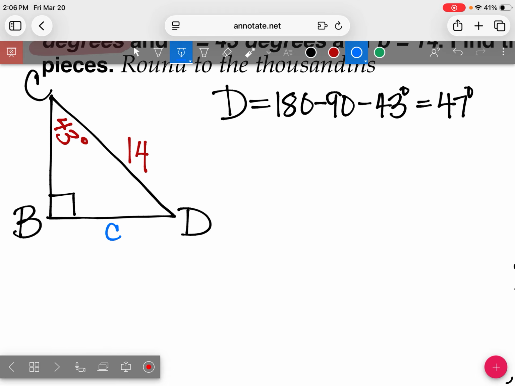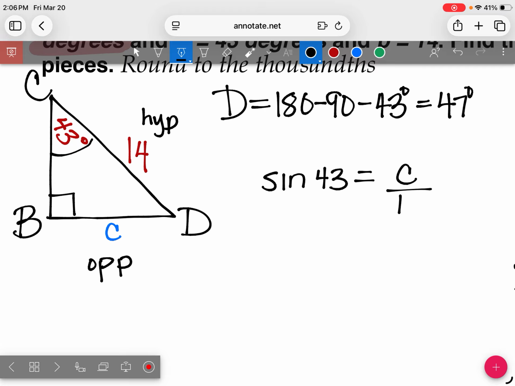Little c is in between angles B and D. So let's label our triangle. 14 is our what? Hypotenuse. And what is little c in correlation to that 43 degree? Is it opposite or adjacent? Opposite. What trig ratio am I going to use? Opposite and hypotenuse. Sine. So I have the sine of 43 degrees equals opposite over hypotenuse. Go ahead and solve it.